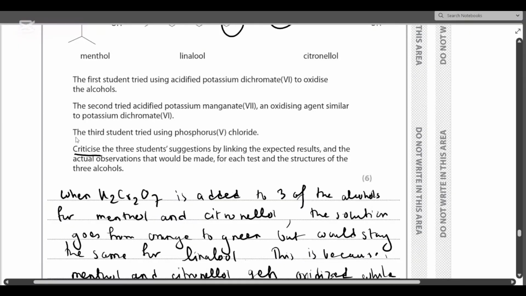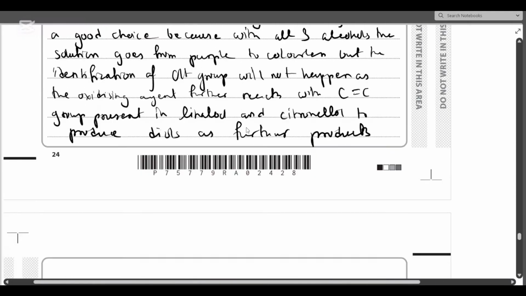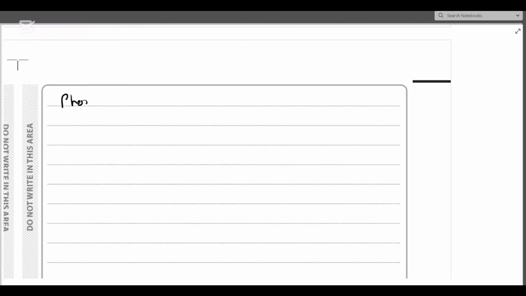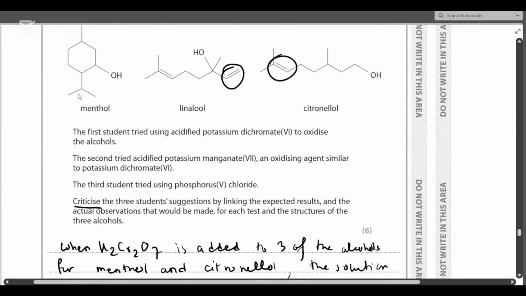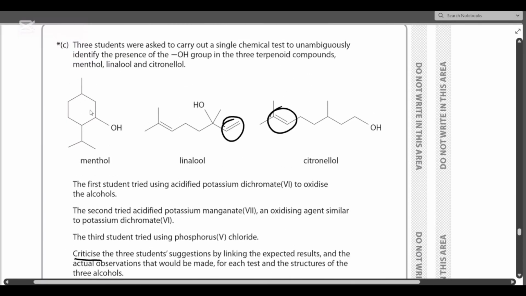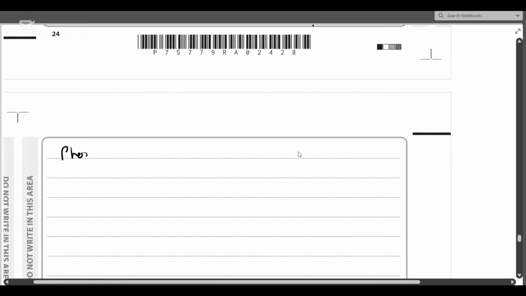The third student tried using phosphorus(V) chloride. Now, phosphorus(V) chloride is obviously a great choice, because it is going to produce misty fumes with all three alcohols due to the presence of the OH group, and this greatly identifies the presence of the OH group, because it reacts with all types of alcohol. Since there are three types of alcohol present, the primary, the secondary, and also a tertiary one, we need something that reacts with all three types. Phosphorus(V) chloride is actually the best choice here.